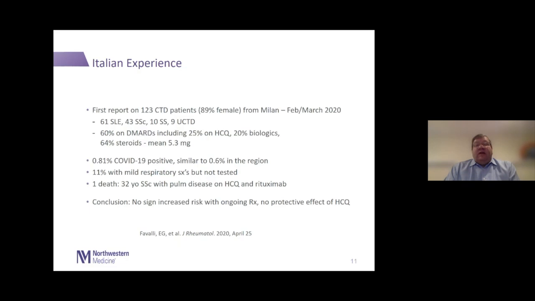And they found that the infection rate was not very different from what they were seeing in their region around Milan during the months of February and March when they looked at these patients. A number of them had some respiratory symptoms but weren't tested. They had a single mortality. It was a woman with systemic sclerosis who already had pulmonary disease who was on hydroxychloroquine and rituximab at the time. And their overall conclusion was that there was no sign of increased risk in these patients on these biologic and disease-modifying therapies, and they did not see a protective effect of the hydroxychloroquine. Next slide.